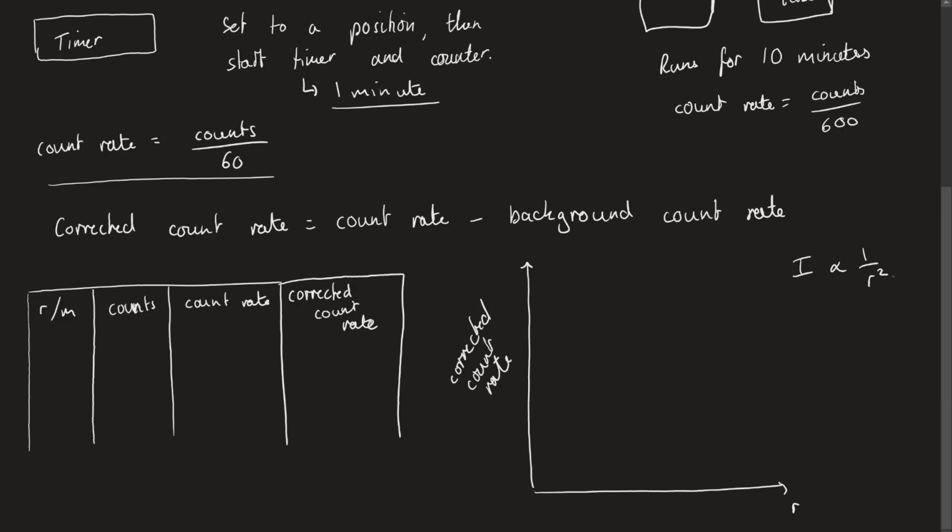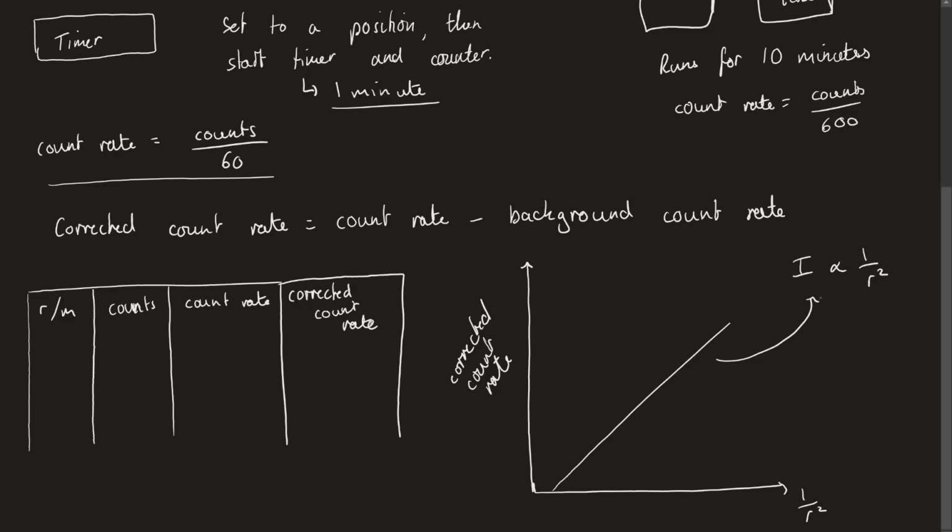So if I were to do it like this, I would end up with some kind of graph that looks a bit like this. What I actually want is a straight line graph as usual, so I'm going to plot this against 1 over r squared, and this should give me a straight line. Now, this straight line will not go through the origin of your graph, okay? It will be a straight line. You should end up with a linear line, which then proves this relationship.